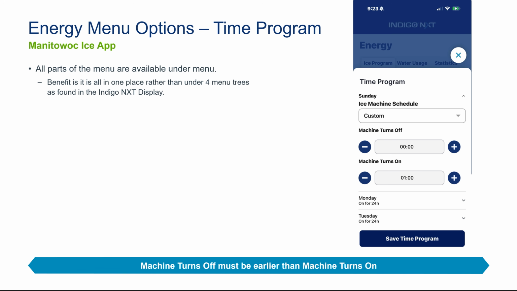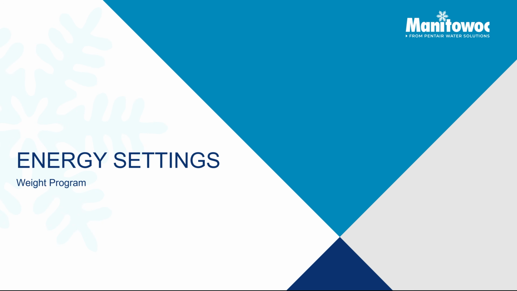What time do we want the ice machine to shut off? Well, we decided we're going to shut off at midnight, and we're going to turn right back on an hour later at 1 in the morning. This will come up in military time. And then we're going to save that time program.